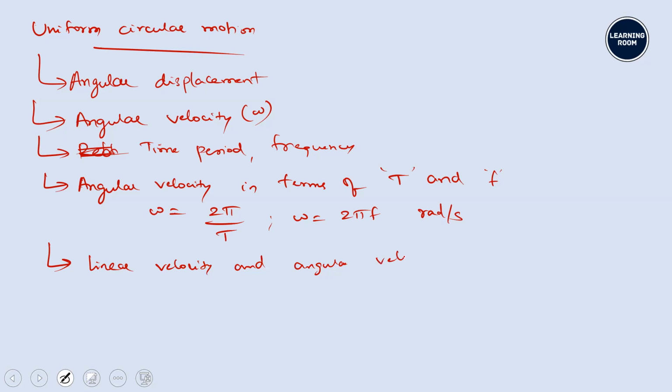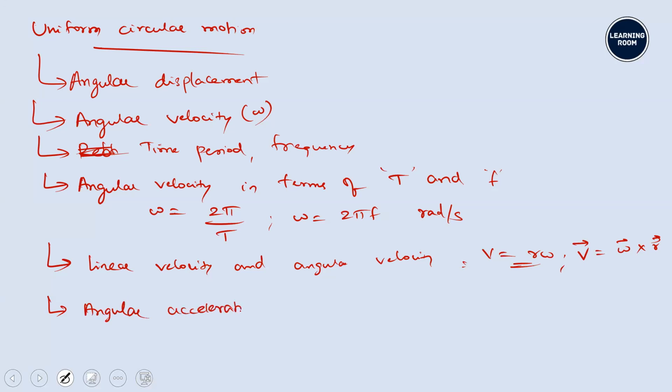So after angular velocity, we saw the relation between linear velocity and angular velocity. What was it? V was equal to R into omega, or V vector was also written as omega vector cross R vector. You remember this?